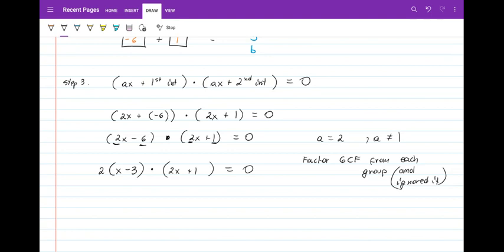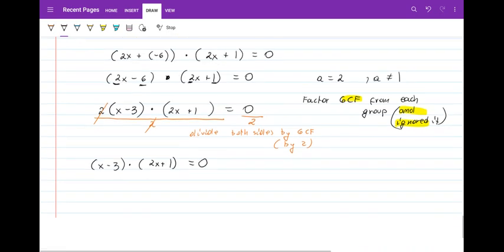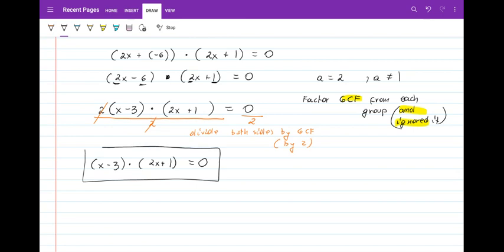So why am I saying that you're going to ignore that greatest common factor? Because technically what we're doing is dividing both sides by the GCF, in our case by 2. So I'm dividing the left side by 2, I'm dividing the right side by 2. Like you see, this one will cancel, and we end up with x minus 3 times 2x plus 1 equals 0. So now this is correct. We factored correctly.